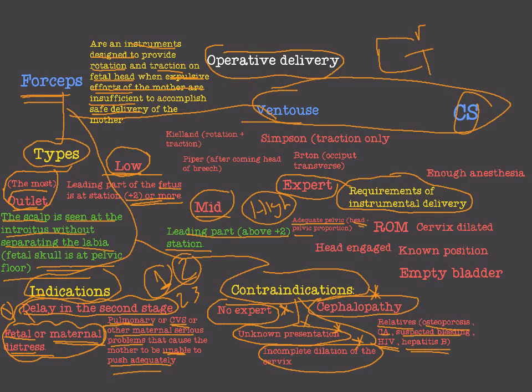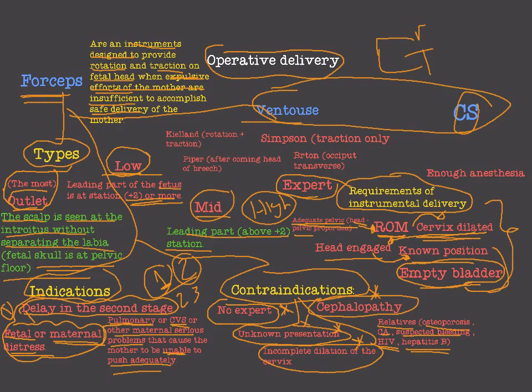We should have rupture of membrane. I'm just saying them in order. Okay, rupture of membrane. Then the cervix should be dilated. Okay, the head should be engaged most of the time. Okay, the position of the baby should be known, and finally the bladder should be empty. So adequate pelvis, so that you can use the forceps without injuries. Rupture of membrane, cervical dilatation, head engaged, known position, empty bladder. These are all requirements of instrumental delivery. You can't deliver the baby without these things.